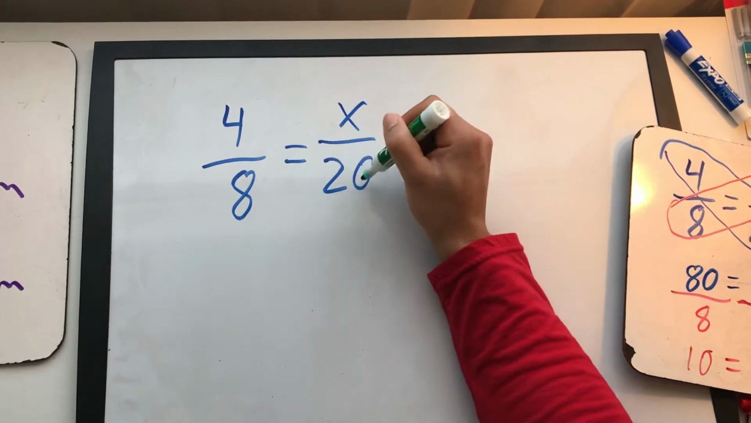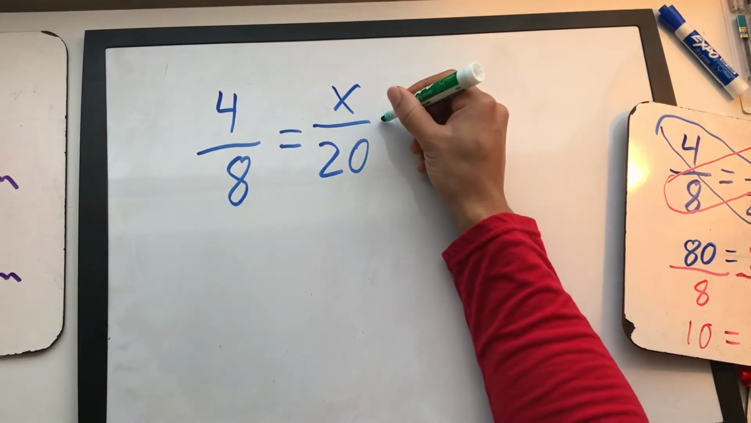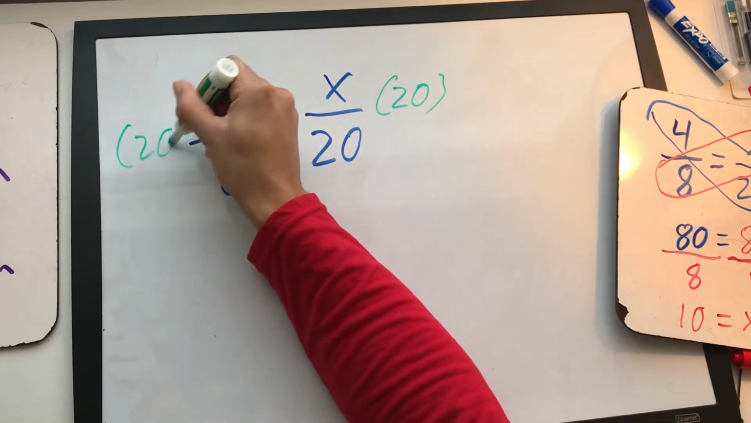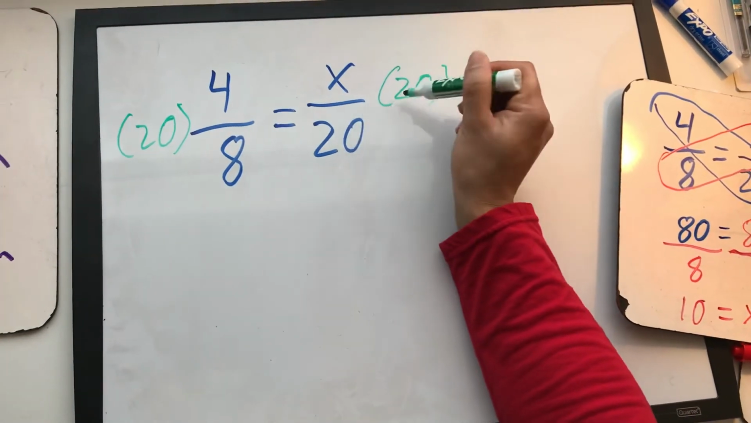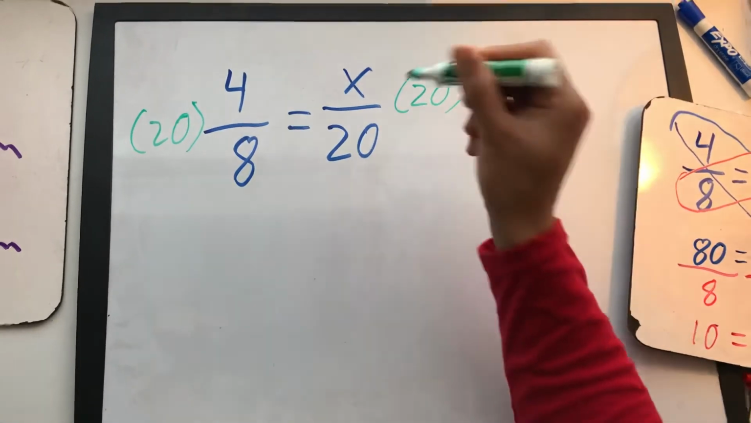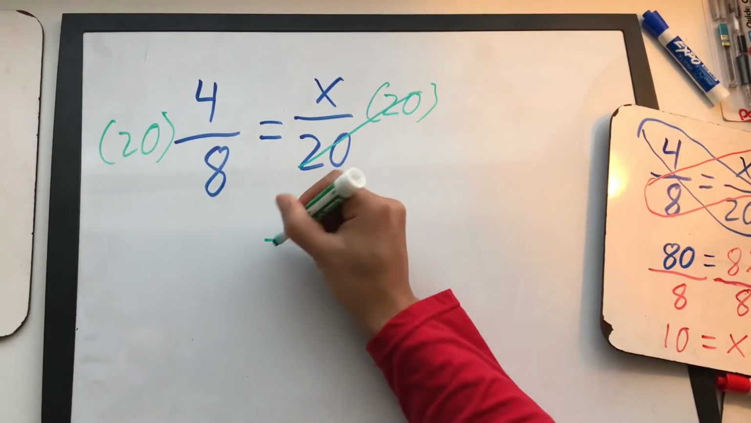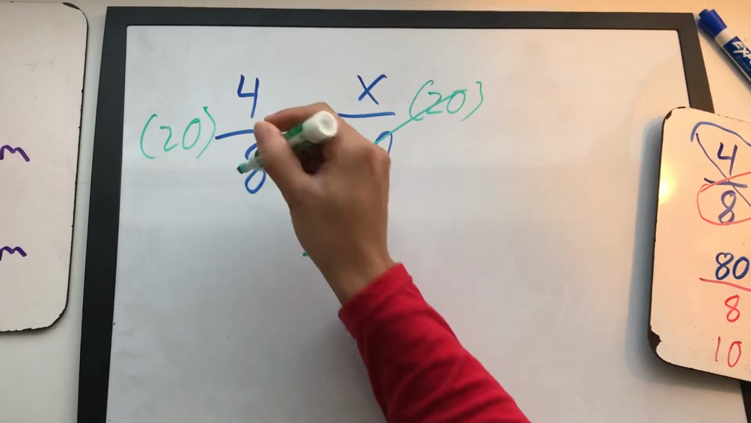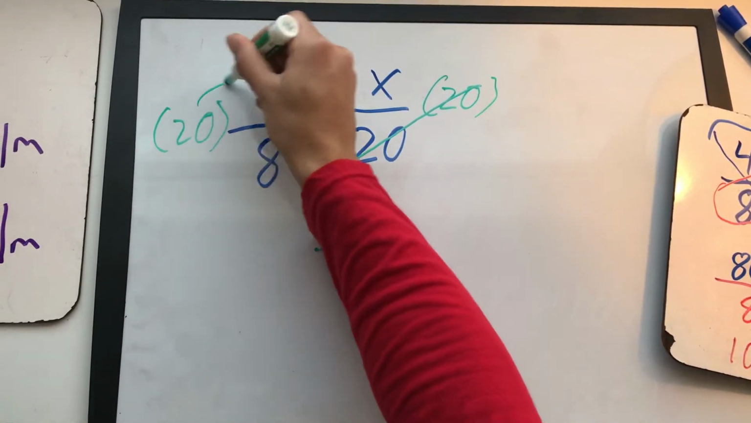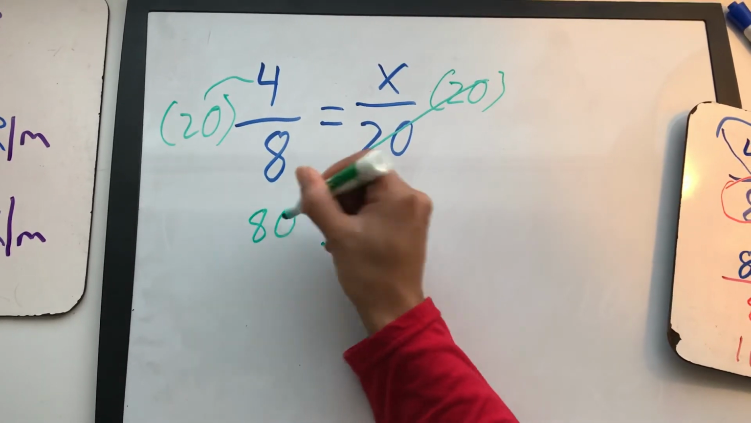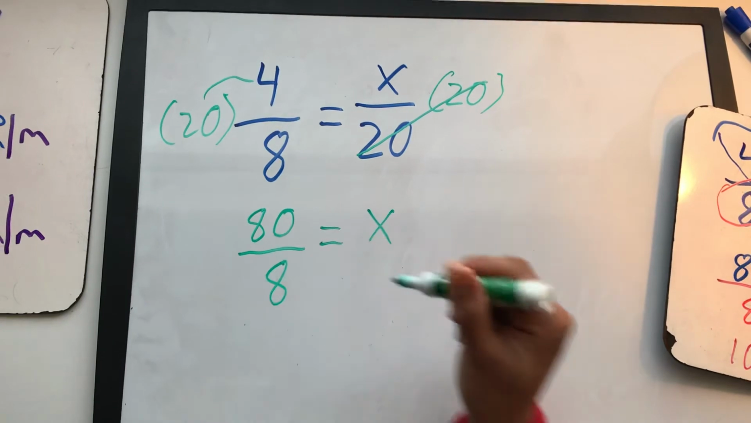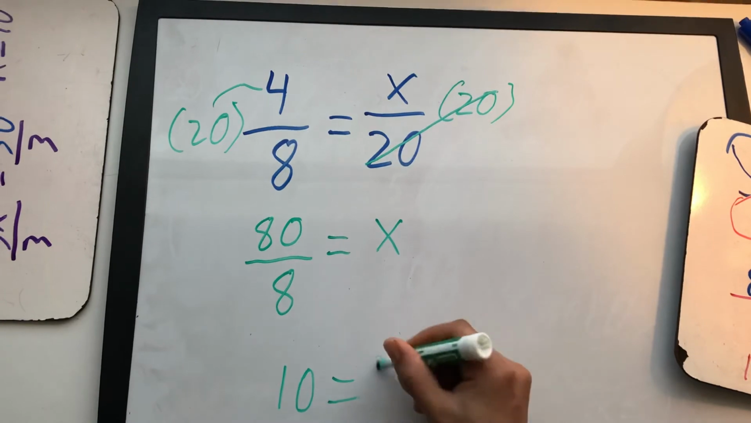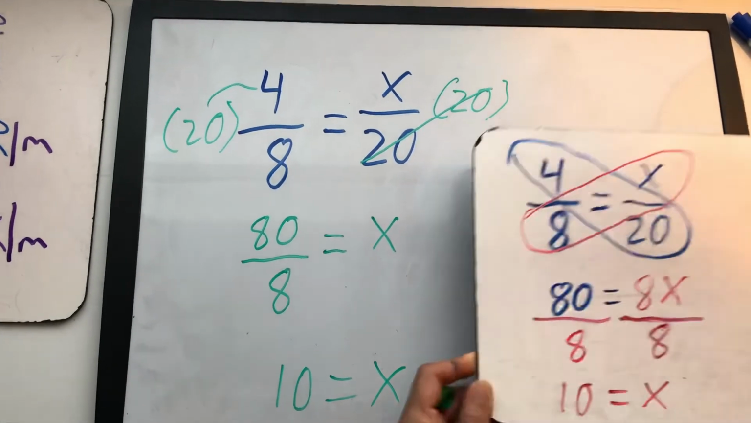This is saying x divided by 20 is equal to 4 divided by 8. So we're going to multiply both sides by 20, because we're undoing this division by multiplying both sides by the same number. This is going to leave us with x on the right side and 20 times 4 divided by 8 on the left side. 20 times 4 is equal to 80 divided by 8. And we know that 80 divided by 8 is equal to 10. So again, x is equal to 10.